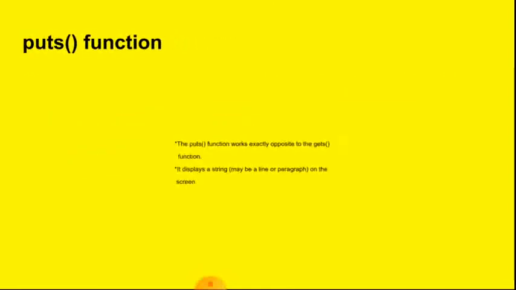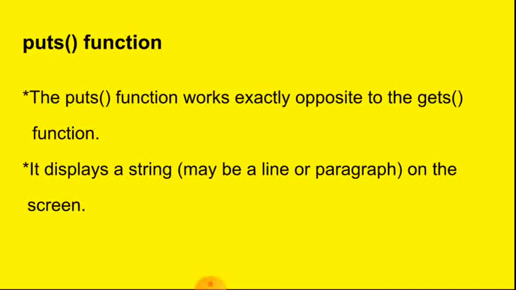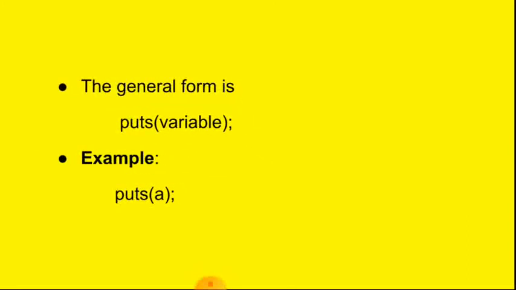Puts function. The puts function works exactly opposite to the gets function. It displays a string, maybe a line or paragraph, on the screen. The general form is puts(variable). Example is puts(a); Here a is the variable.